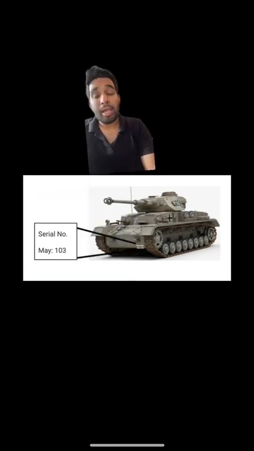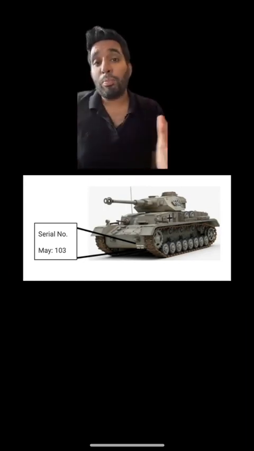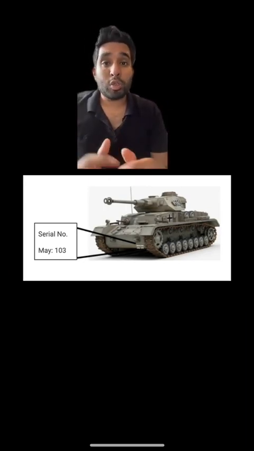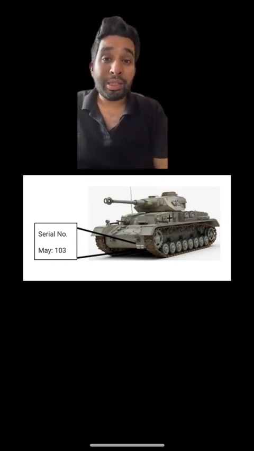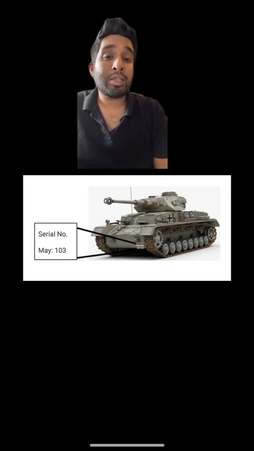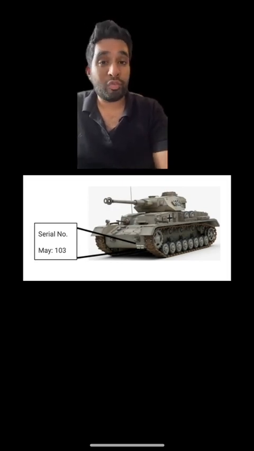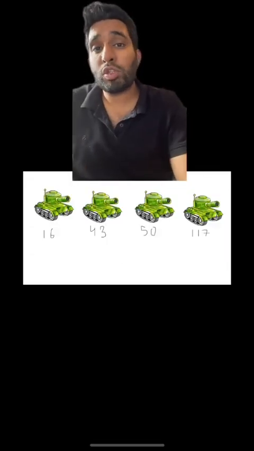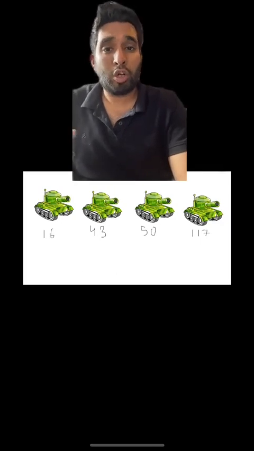However, during battle, they noticed something interesting. As they captured some tanks, they noticed that they had serial numbers, which were whole number integers. And even more importantly, these serial numbers were sequential. For example, this tank had a serial number of 103, and it meant that this was the 103rd production of this month. Although this information was useful, they didn't really capture a lot of tanks.